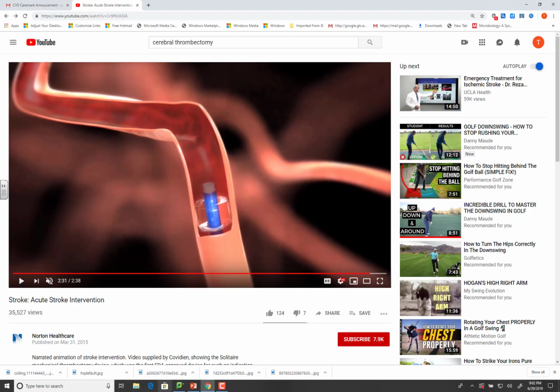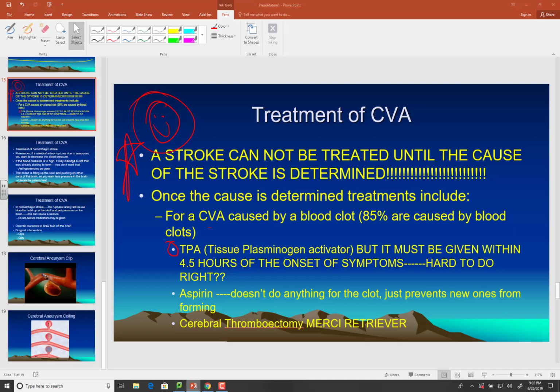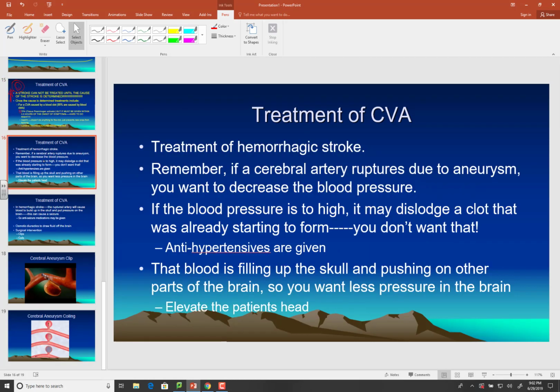Now, in the treatment of hemorrhagic stroke, what you have to do is, a lot of times you have to manage the symptoms, and then you've got to get them to surgery. That's ultimately what you're going to do.